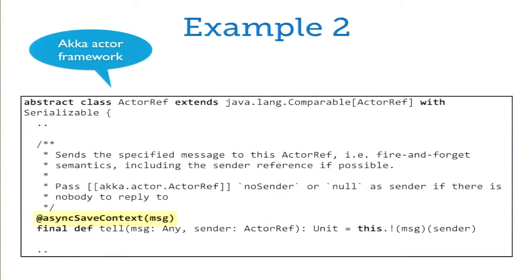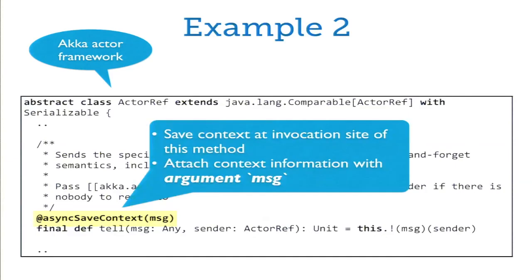So behind this ActorRef, there is an instance of a subclass of Actor, which contains the actual behavior of the actor, which is what we've seen before. But this is the interface that clients use. They use an ActorRef and then invoke methods like tell, for example, which is an asynchronous message send. And again, here we could say, at the invocation site of this method, please save the context.